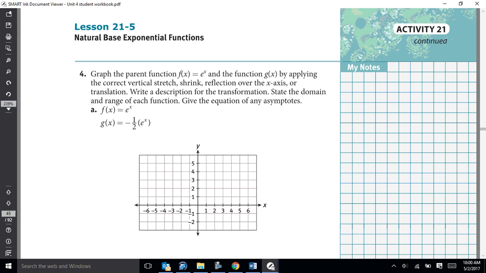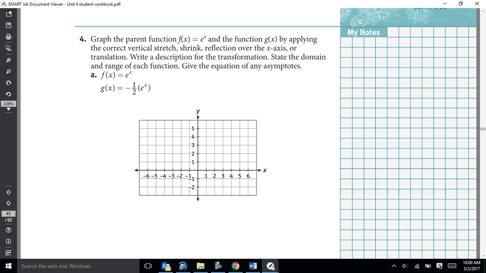All right, so looking at number 4, we have our parent function e to the x, and then we have g of x equals negative 1/2 e to the x. So what do you think that negative 1/2 is going to do? What's the 1/2 going to do to our output? Times it by 0.5, and then the negative is going to flip it, right? And so it's going to flip it across that asymptote.